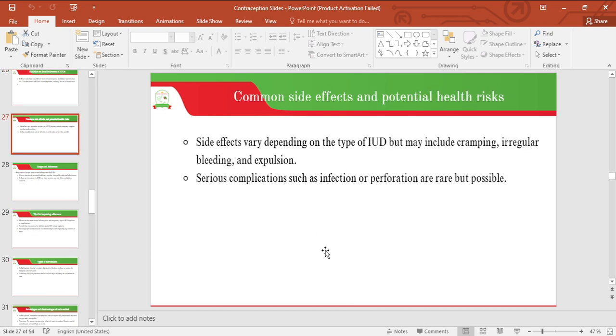Let's look at the common side effects and the potential health risks. Side effects vary depending on the type of intrauterine device that is being used. Some of these side effects may include cramping, irregular bleeding and expulsion. Serious complications such as infection or perforation are rare, but they can also be possible.